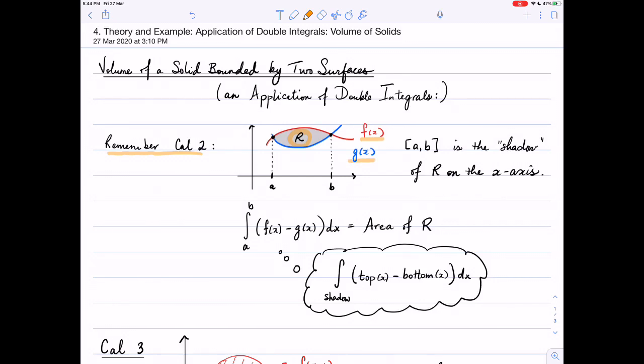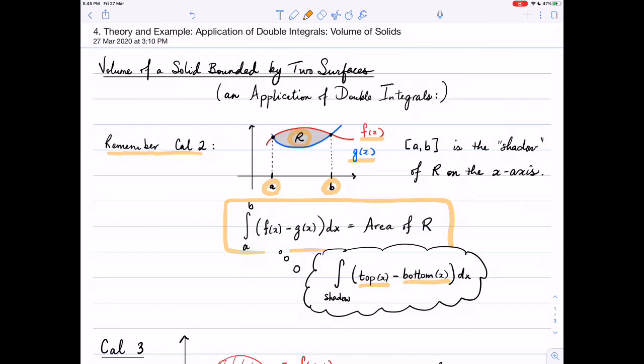And what you did in Cal 2 is that you found their points of intersection, or the x-coordinates at least of those points of intersection, a and b. And the formula that you were probably given, maybe with absolute values, maybe not, is that the area of R is the integral from a to b of f of x minus g of x dx, where you're really thinking of the top function minus the bottom function.